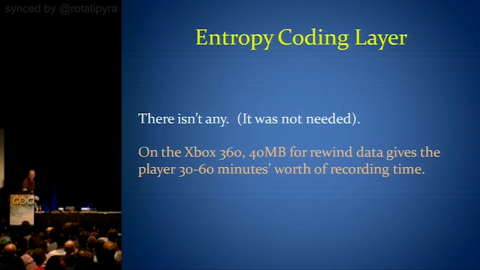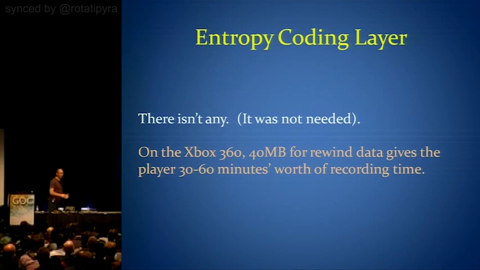But yeah, it wasn't needed because, for example, on the Xbox 360, where you have 512 megs of RAM total, I dedicated about 40 megabytes to rewind data, which seems like a lot of memory, but on a game that's completely based on time manipulation, it totally makes sense. So devoting 40 megabytes gave the player between 30 and 60 minutes of recording time on most levels, which is vastly more than you need usually. It turns out some levels actually need that, which is why it's good to have.